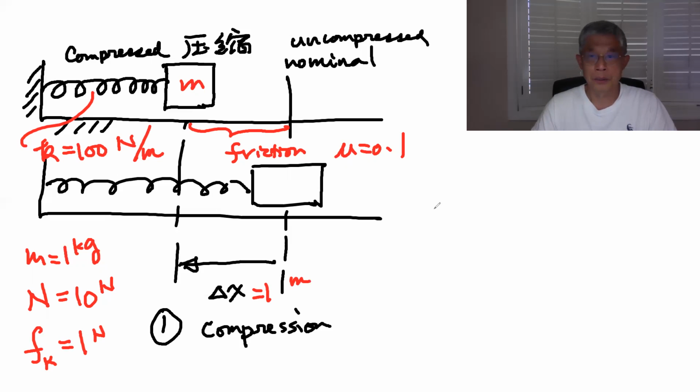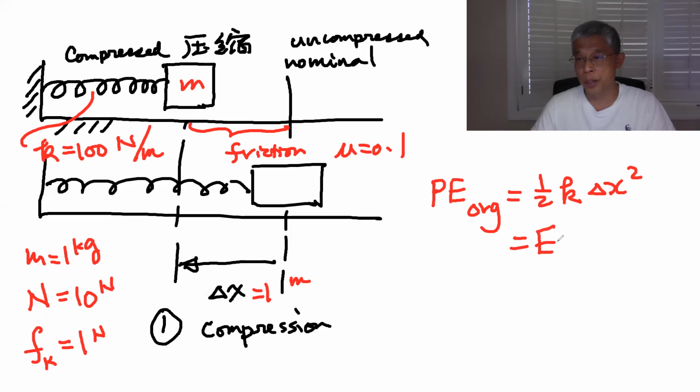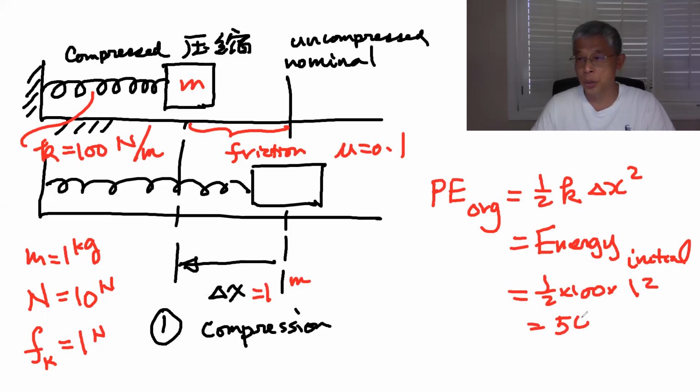So now, the original potential energy is equal to 1/2 K delta X squared. This is the total energy of the system, your initial total energy. So that's equal to 1/2 times 100 times 1 squared, which is equal to 50 joule.